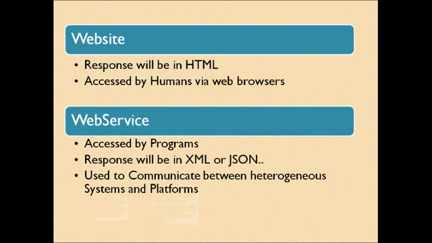So that's about websites. And when it comes to web services, these are not meant for human beings. I mean, human beings won't directly access a web service. These are accessed by some other programs, and the response will be in JSON or XML format. So here XML and JSON will be the message format between sender and requester. So basically these web services are used to communicate between heterogeneous systems.